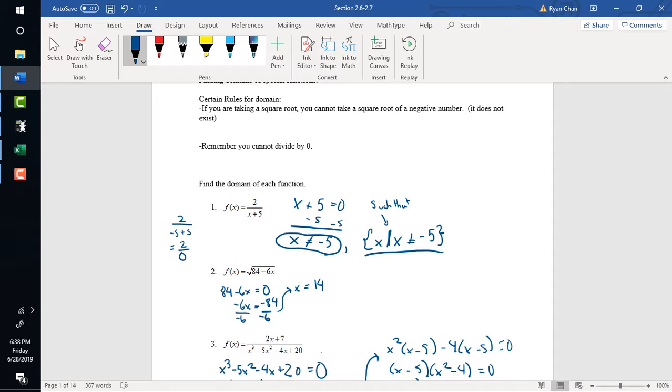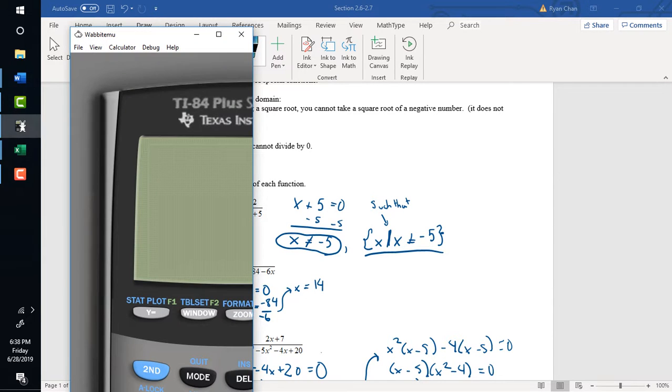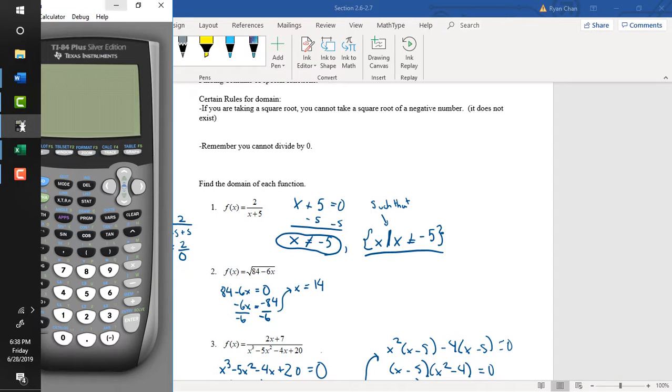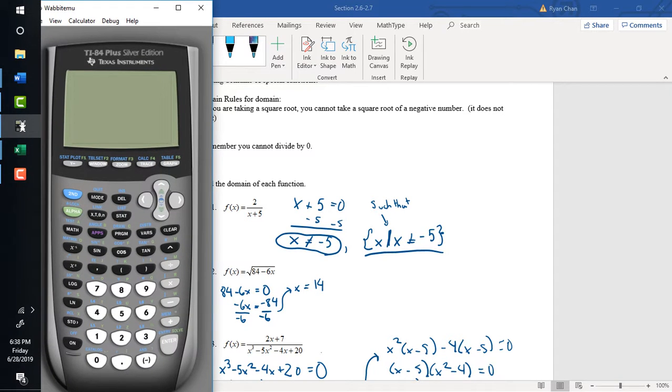Now this is where this one's a little tricky, because I'm starting off with negative 6x. One of the things I want to see is which direction it goes. So if x is larger than 14, will it end up being negative or positive? Let me give you an example. If I use my calculator and plug in, say, 15 for x, I have 84 minus 6 times 15. Notice I get a negative number.